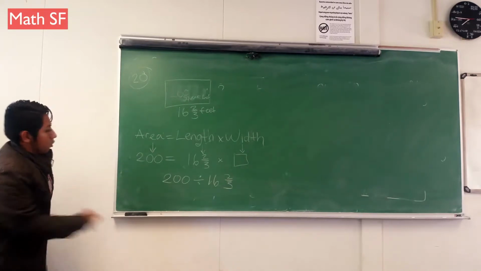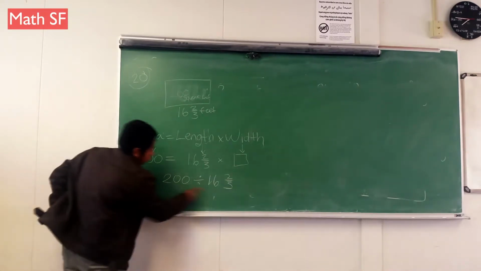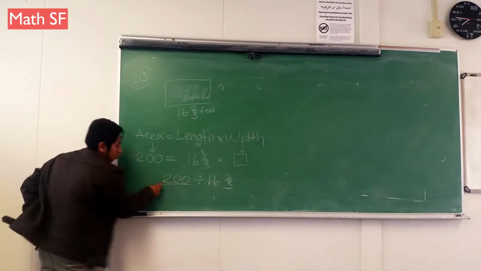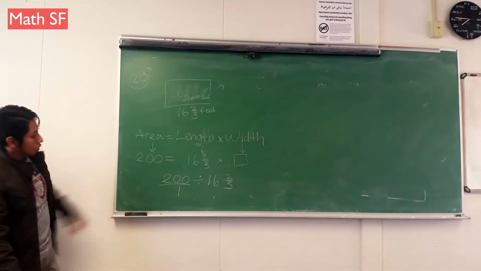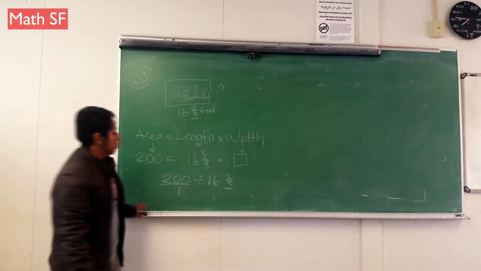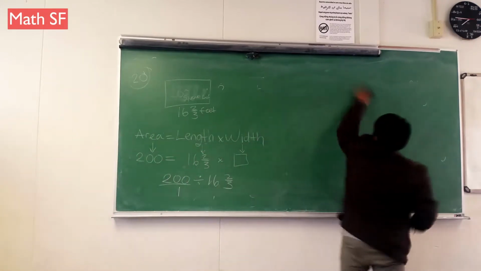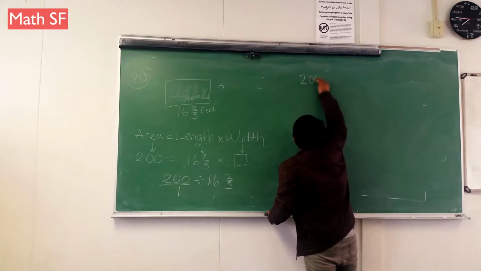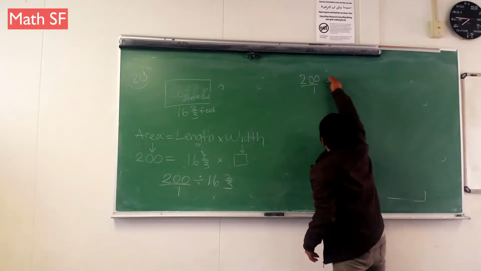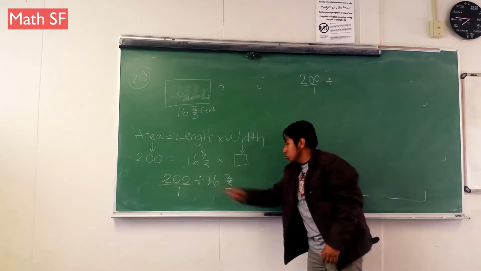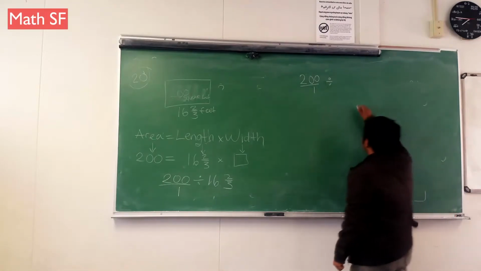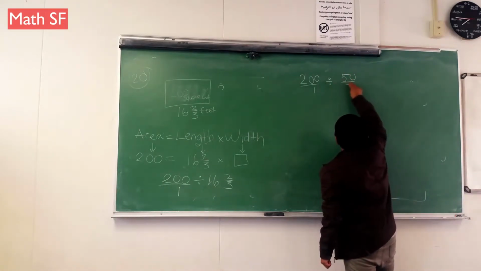Now, what are we going to do as a next step? Got to make sure that these two are fractions. This 200 is not a fraction. To make it a fraction, we'll have to put a 1 underneath. Now, this is a fraction, but this is not a fraction. Therefore, let's convert that into a mixed numeral. So I will have 200 over 1 divided by, let's convert, 3 times 16, if you do your math, that will be 48, plus 2 will be 50 over 3.